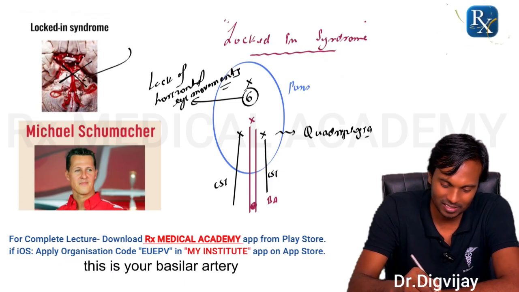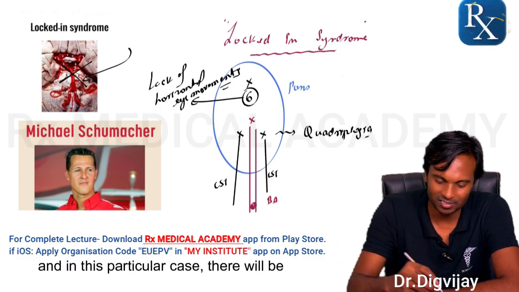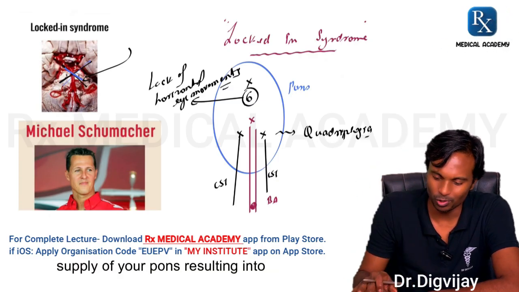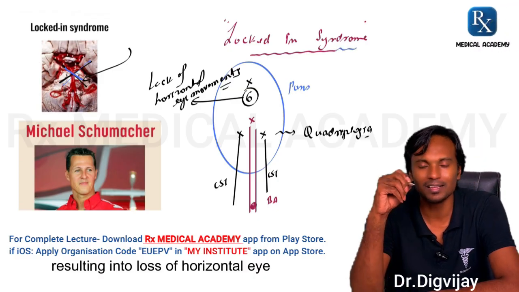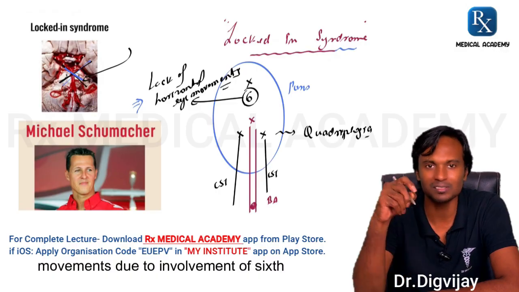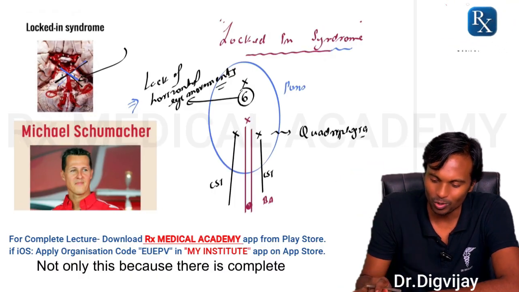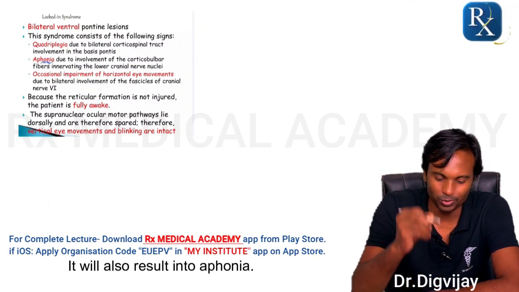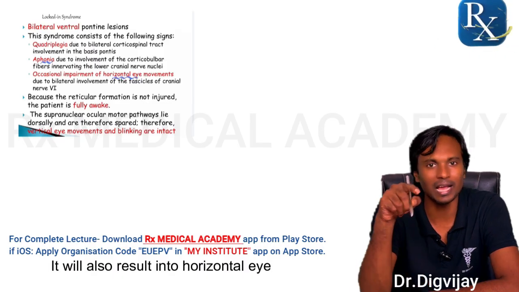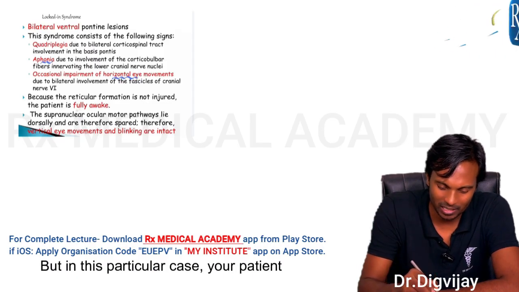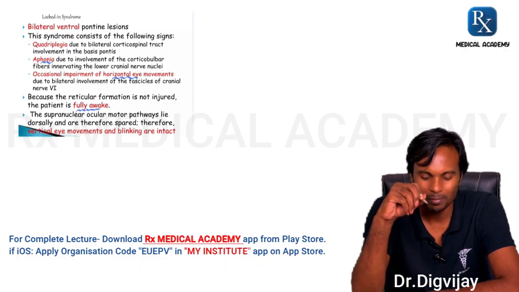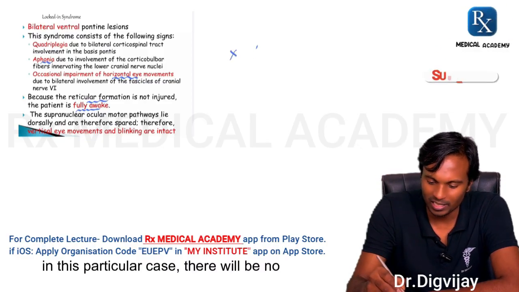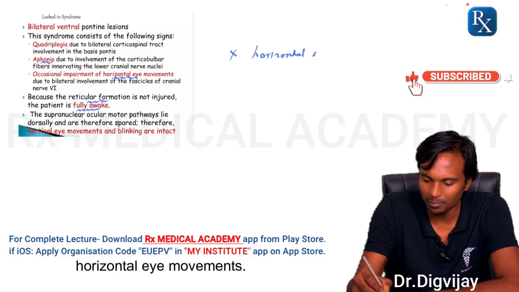Try to understand. This is your basilar artery, and in this case there will be a problem related to the basilar artery resulting in complete loss of blood supply of the pons, resulting in quadriplegia, and loss of horizontal eye movements due to involvement of the 6th cranial nerve. Not only this, because there is complete loss of blood supply to the pons, it will also result in aphonia. It will also result in loss of horizontal eye movements, as we have already discussed. But in this case, your patient might be fully awake because your reticular formation might be intact. There will be no horizontal eye movements.